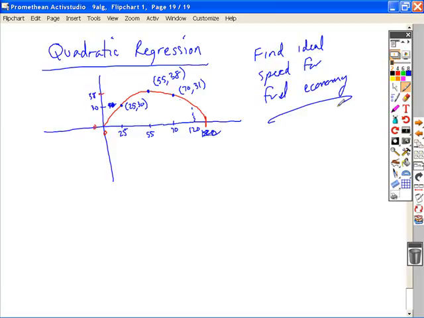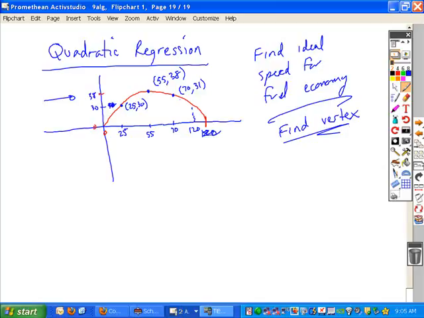You can use your calculator to find the quadratic equation that models this, and then how would you find the ideal speed, which gives you the best fuel efficiency? What do you think you would find on this graph? What's going to give you the best value of y, the highest point of y? Any ideas? What's the highest point of this graph called? The vertex. So if you find the vertex, then you can find what is the ideal speed for fuel economy in this car.